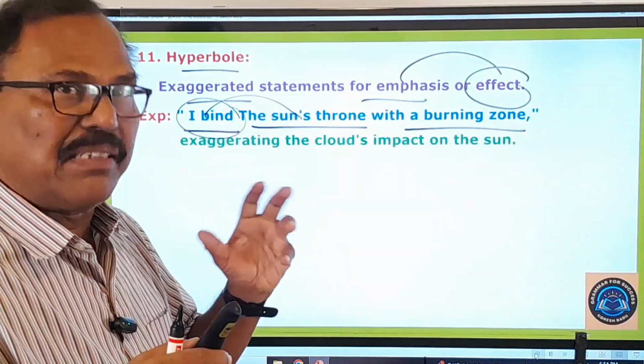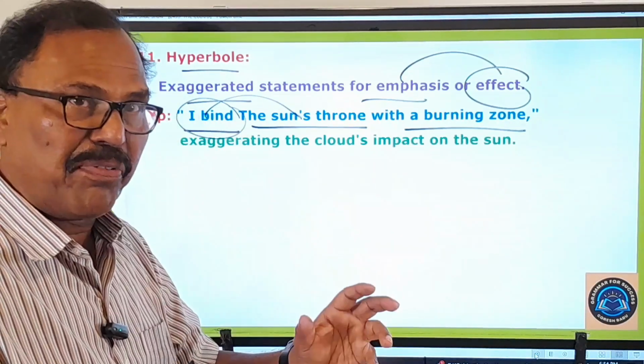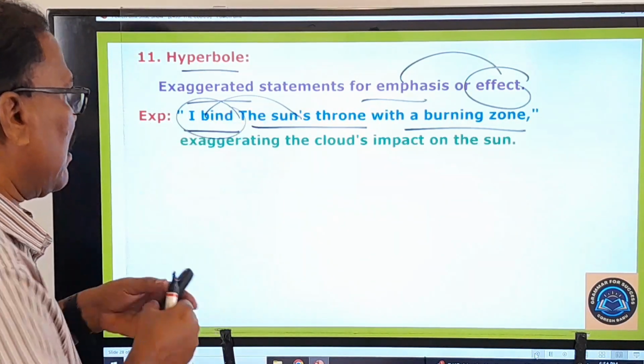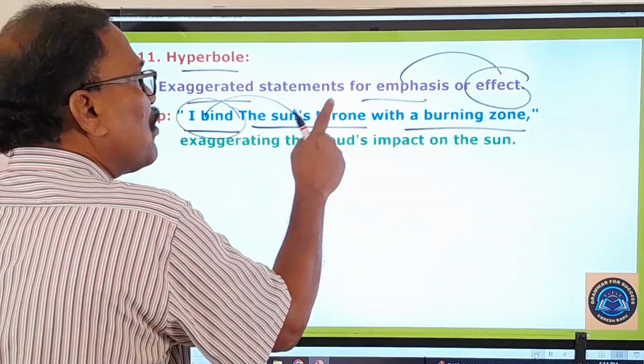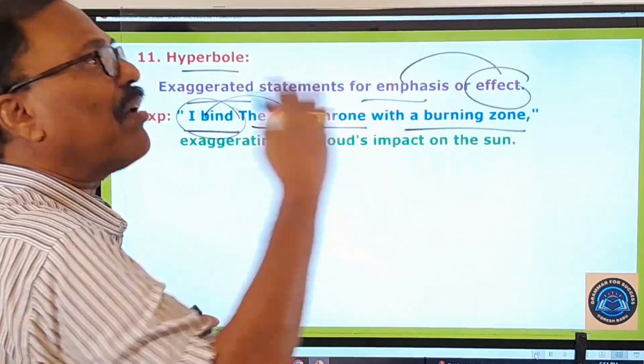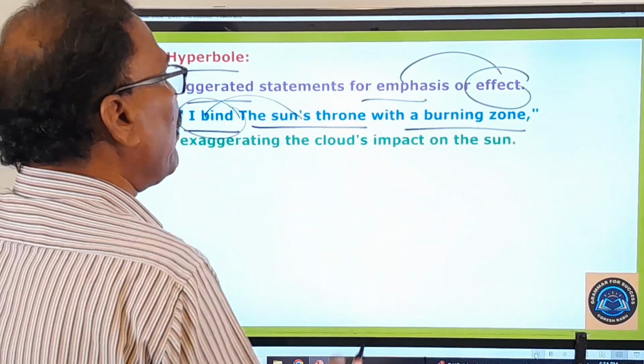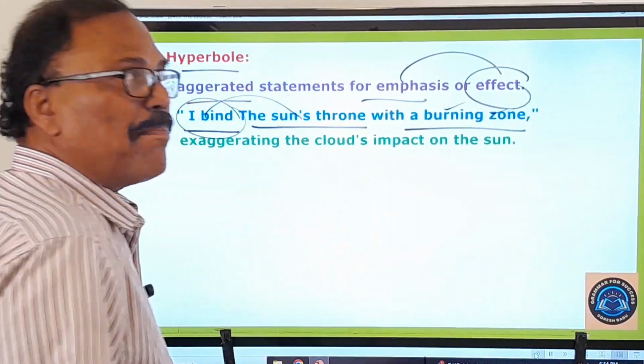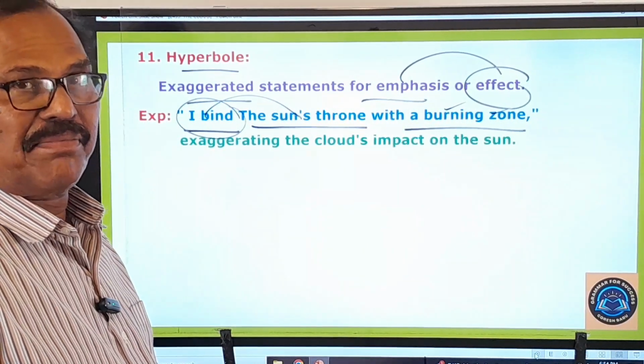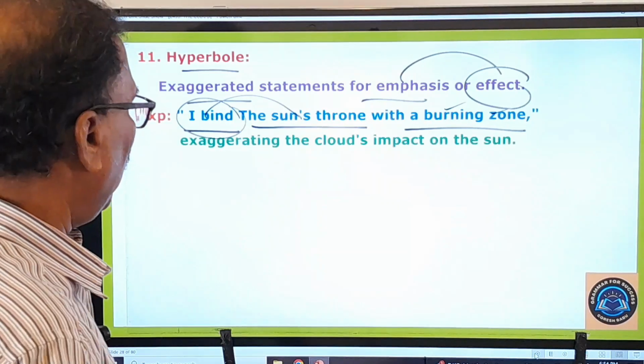Only to tell us that this cloud is very powerful. The poet has written like this: I bind the sun's throne. I can tie up or surround the sun's throne, or the sun itself, with a burning zone, means with a bright light. So that's the meaning of that line.